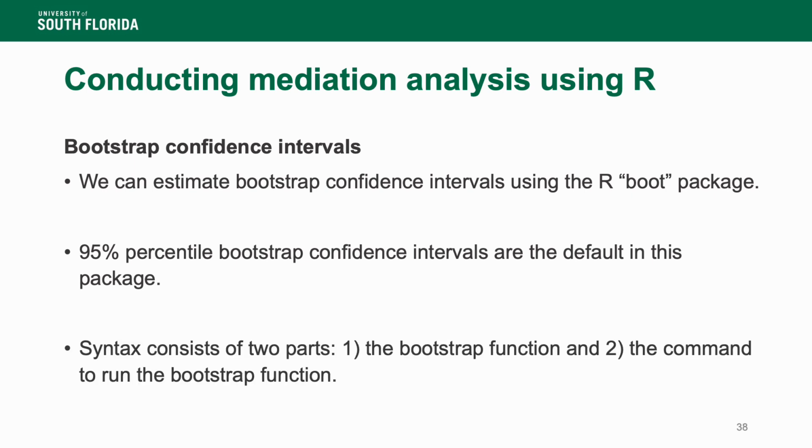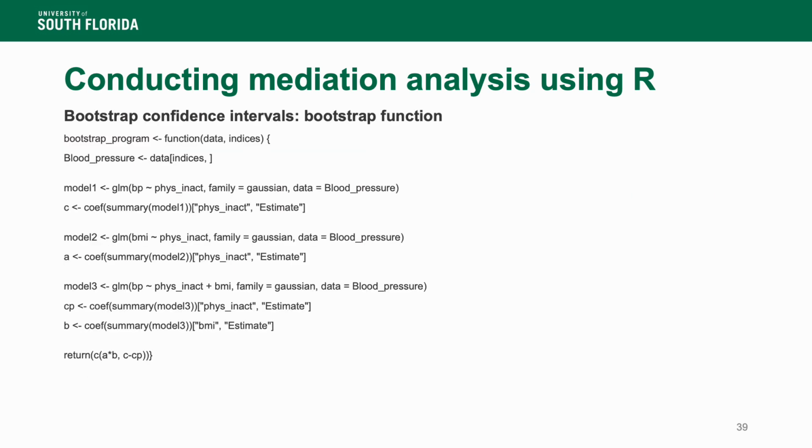It is important to note that the syntax that I'm going to go over now consists of two parts. The first part is the bootstrap function, and the second part is the command to run the bootstrap function. So let's take a look at the bootstrap function. Here we tell R to create this function that will be saved under the name bootstrap program.